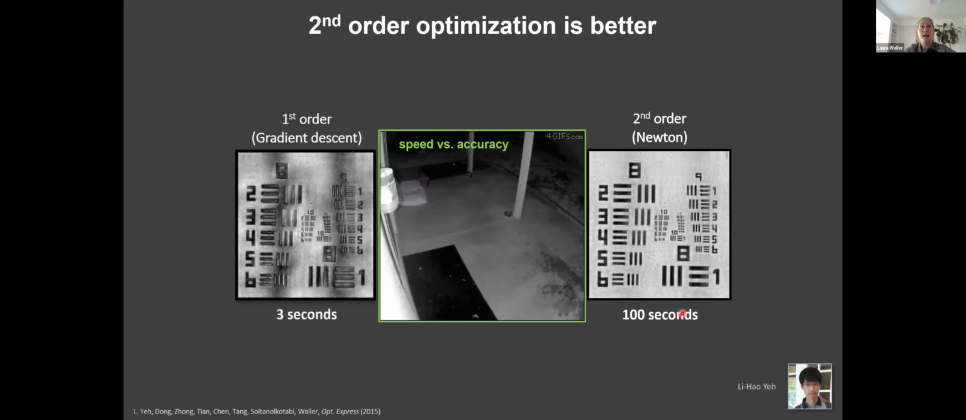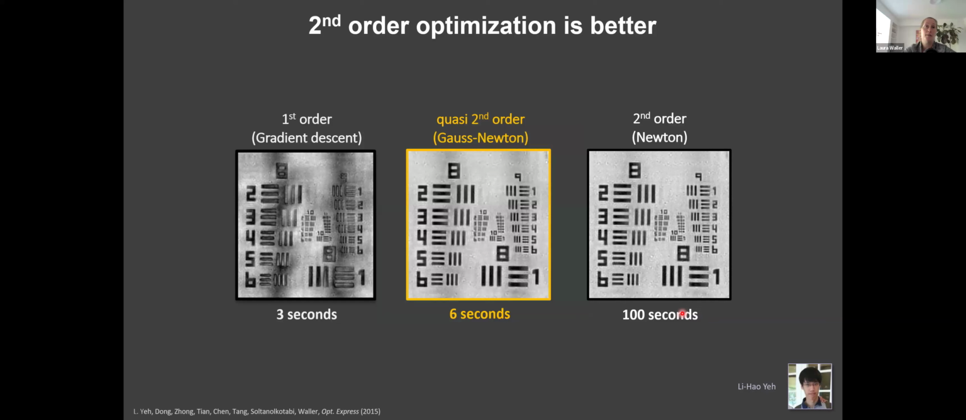And the algorithm that we have that does that is this Gauss-Newton algorithm. It's called a quasi-second order optimization. Second order optimization uses the second order derivative, which is a gigantic matrix called a Hessian.